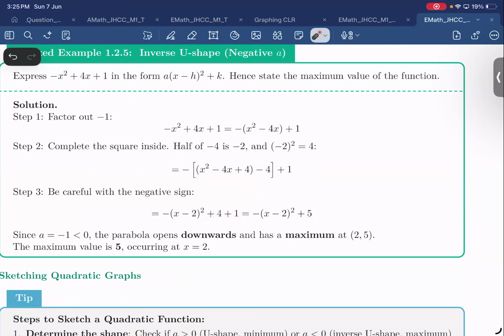Then you compare with the form again. The h is 2 and the k is 5. So this is 2 comma 5. The vertex is 2 comma 5. And then whether it's a maximum point? It is, because negative in front.